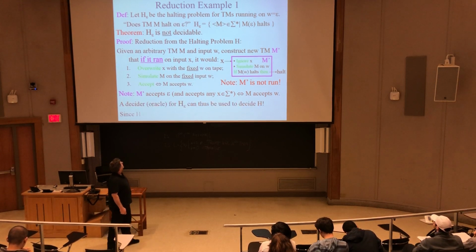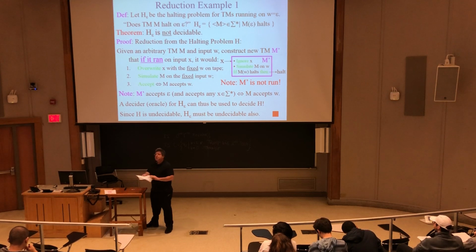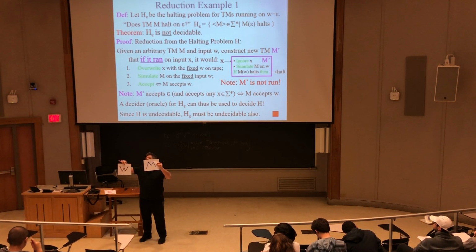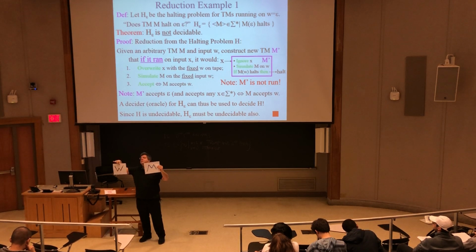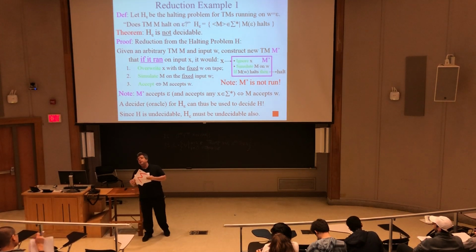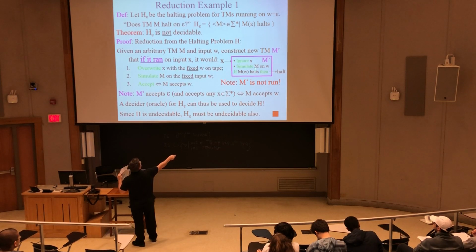Well, here's how. A halting problem comes in the door: a machine and a string, and you're trying to see if that machine M halts on this string W. You don't know how to do this, but if you have an oracle for the halting problem on the empty string, you build a new machine M prime from this. That's this M prime here.